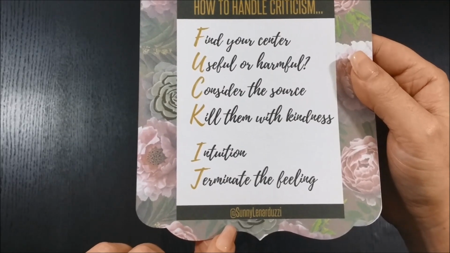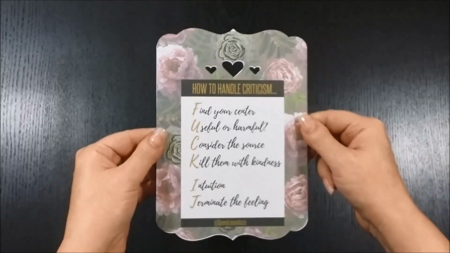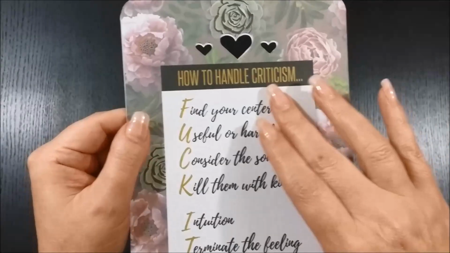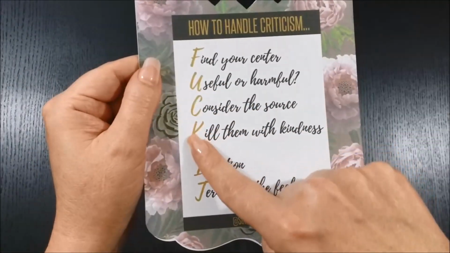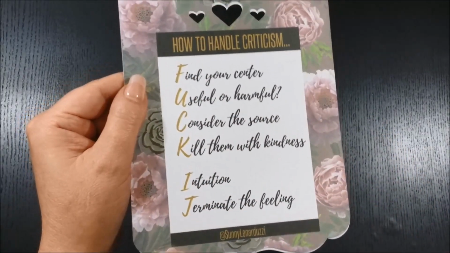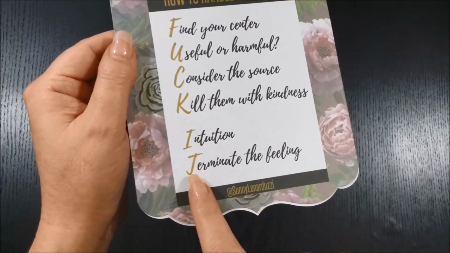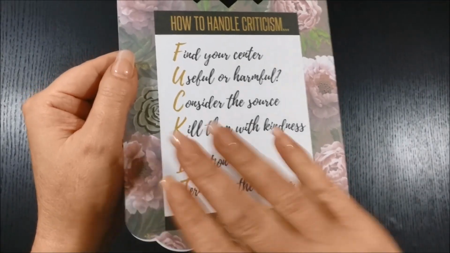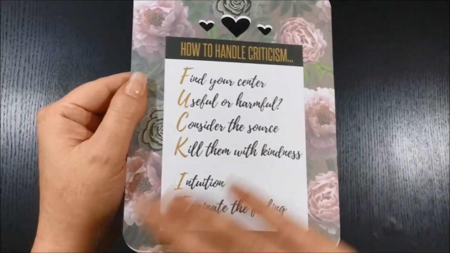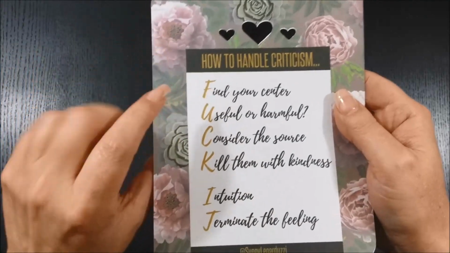Sunny Lenarduzzi, and this one is a little R-rated, but if you can hang with it for a minute, this is adorable. She says how to handle criticism, and it has, what do you call those when you make the first letters of each word stand for something. So if you look at the first letters, F-U-C-K-I-T, yeah, I love this. This is absolutely adorable. Everyone should have this in some place where they can see it on a regular basis.